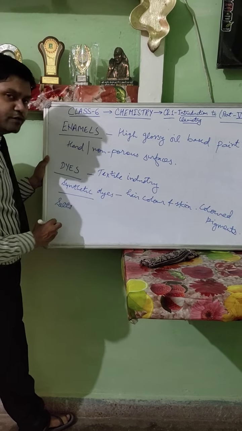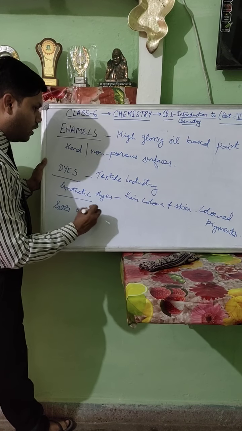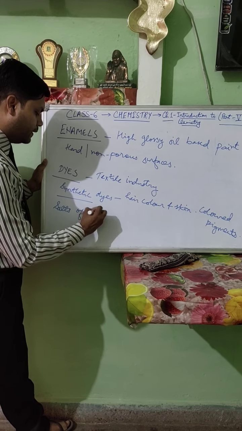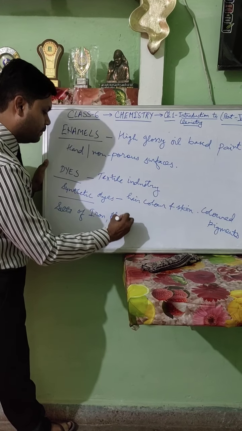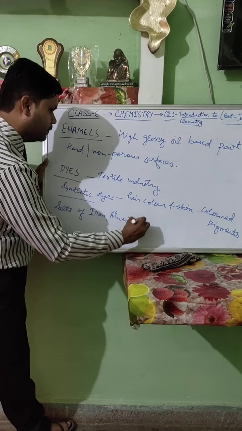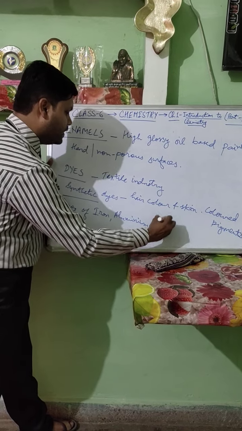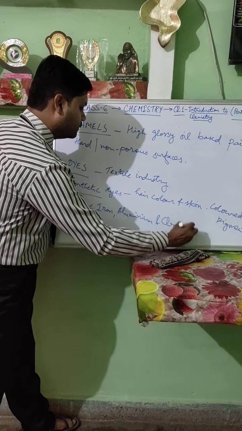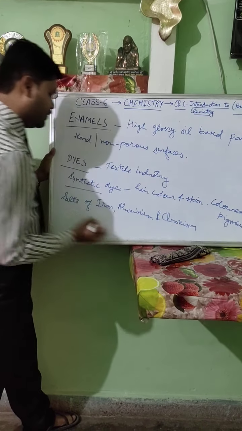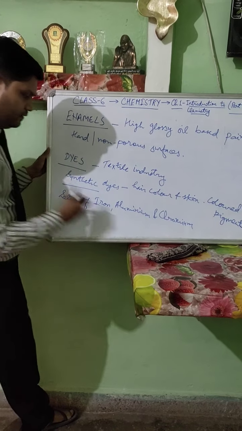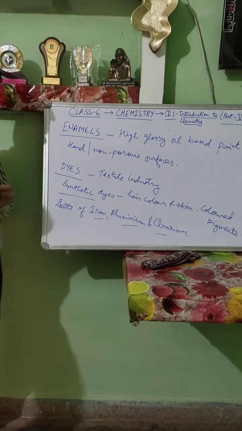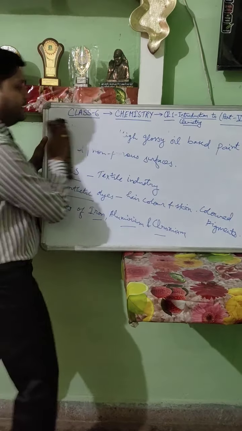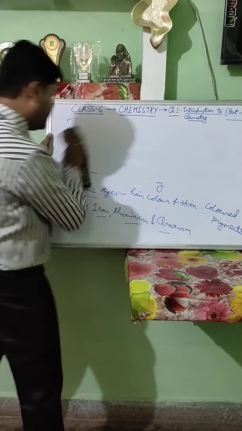The important thing to be noticed is that salts of iron as well as aluminium and chromium are used for making dyes. Iron, aluminium and chromium.